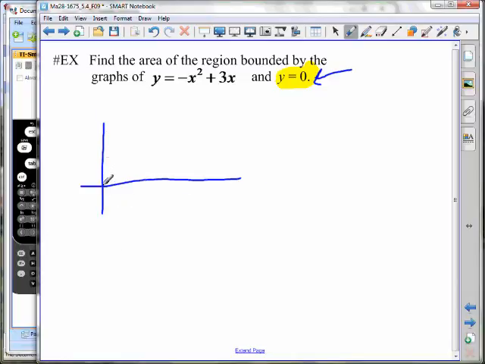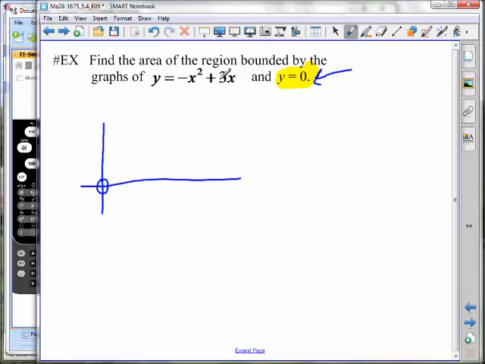Input, yeah. At this point, this axis is a number line, and at this point, the value is 0, and everywhere along here, it's not moving up and down, so everywhere along here, the output is 0. Okay, so we're bound by this curve. This is an upside-down parabola, right? Concave down parabola. And y equals 0. Find the area of the region bound by those two graphs.